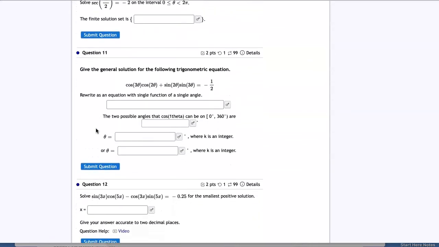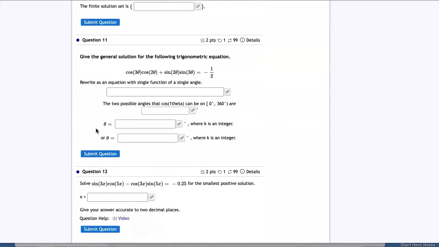All right, this is good times. Question number 11. Give the general solution for the following trigonometric equation. Rewrite it, and it is an equation with a single function of a single angle.